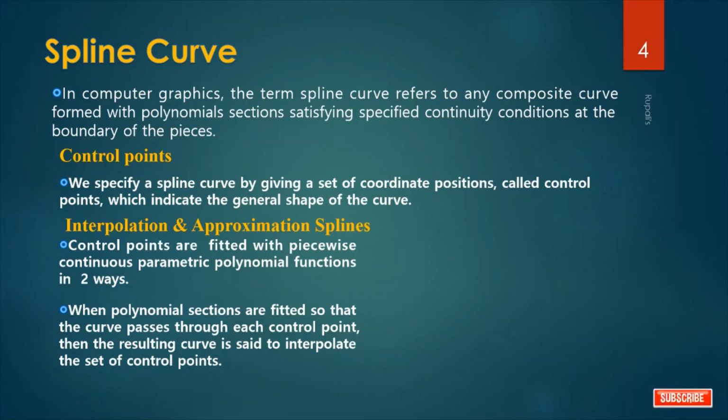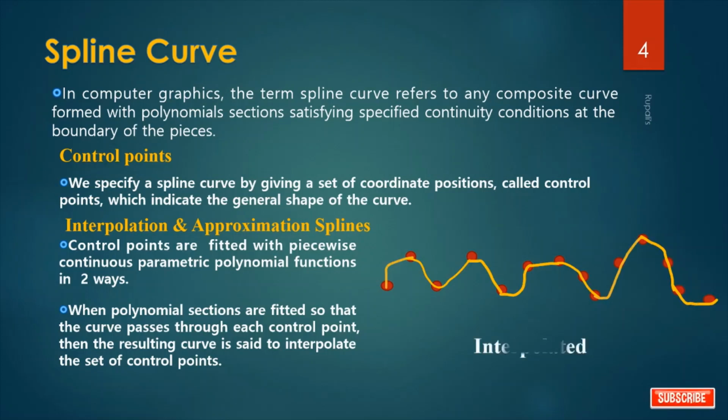See here the example. These are the control points. So, when polynomial sections are fitted so that the curve passes through each control point, here see the curve passes through each control point, then this resulting curve is said to interpolate the set of control points. So, this curve is called an interpolation spline.